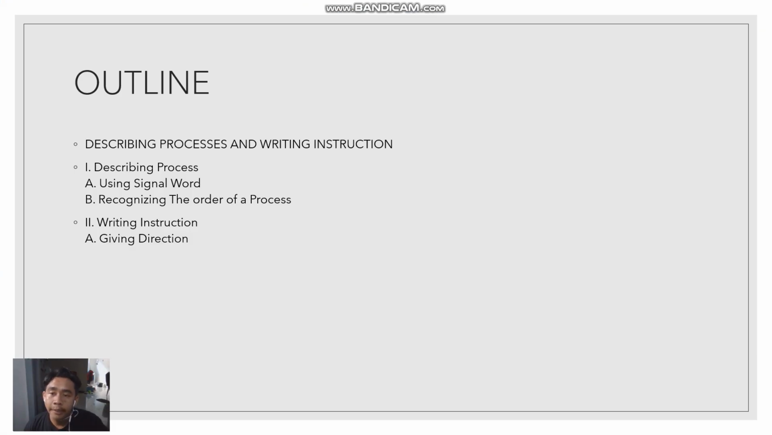Outline: describing process and reading interaction. Number one, describing process. A. Using signal word. B. Recording the order of a process. Number two, reading interaction. A. Giving direction.